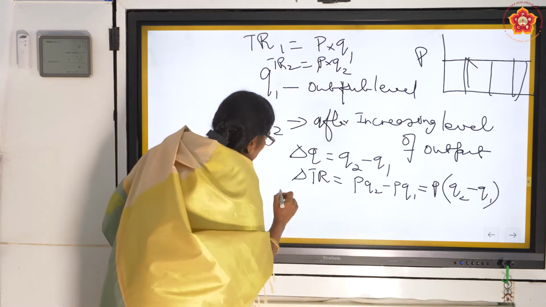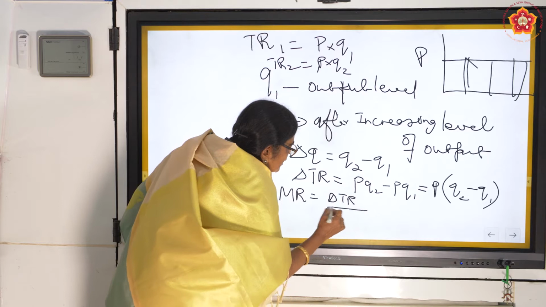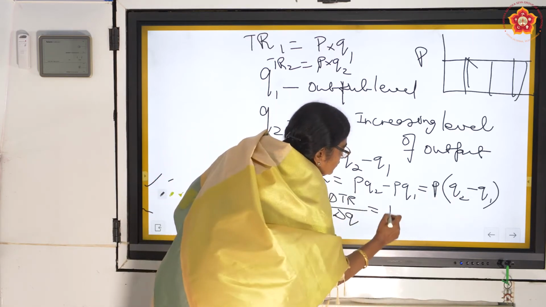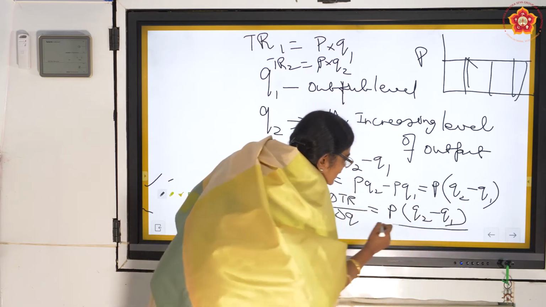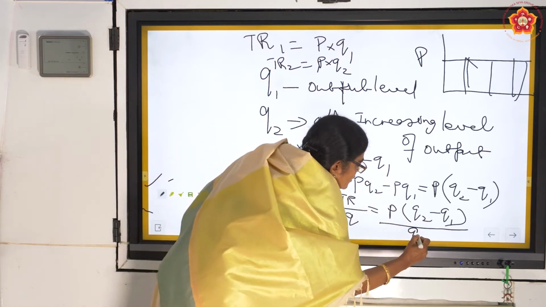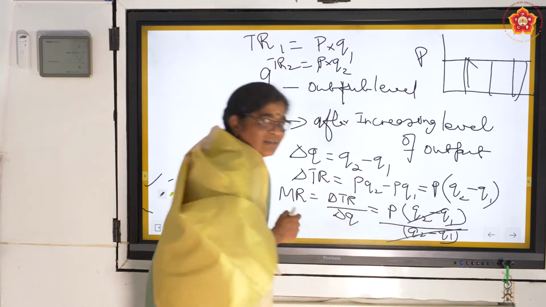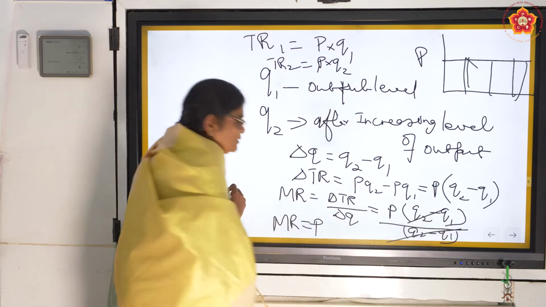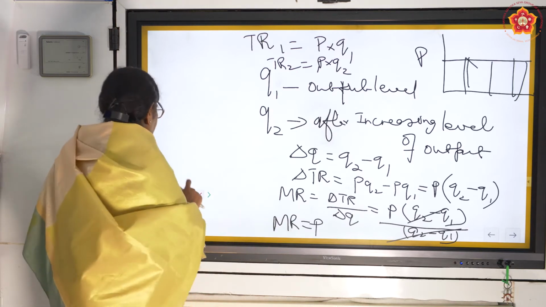Therefore, what is MR? MR is equal to change in TR divided by change in Q. Change in TR is P into Q2 minus Q1, divided by change in Q, which is Q2 minus Q1. The common factor gets cancelled. Therefore, MR is equal to price. This is what we proved last class.